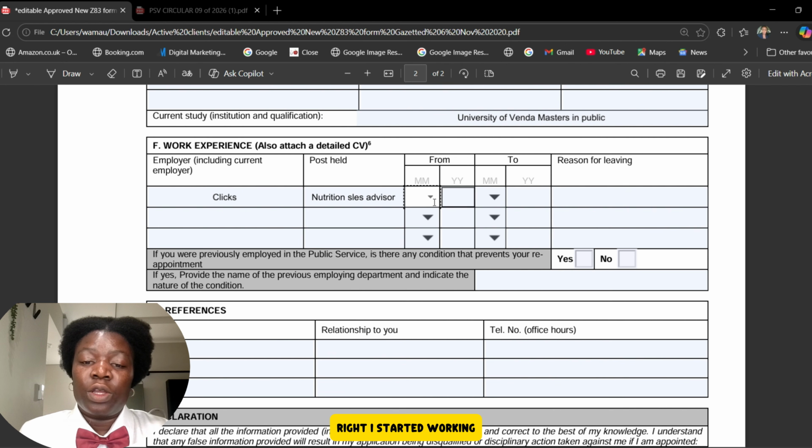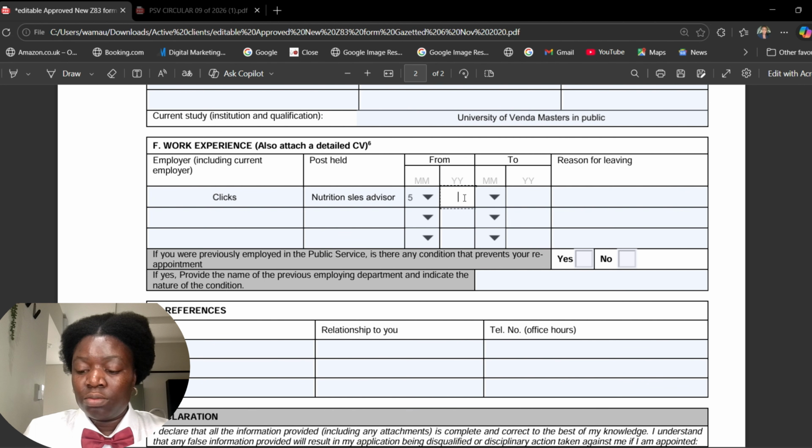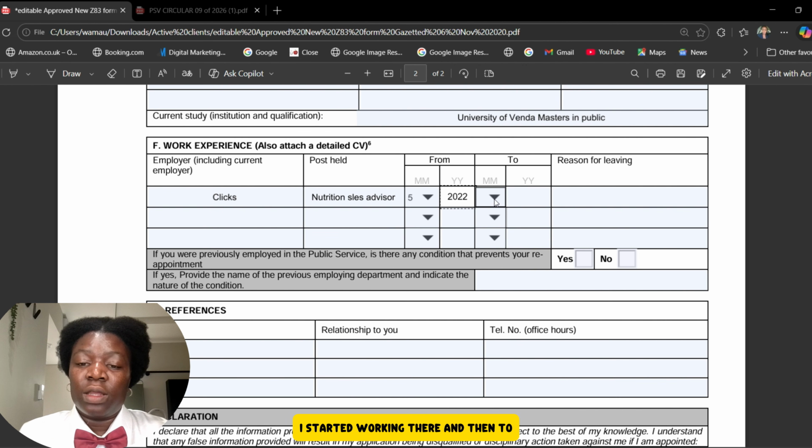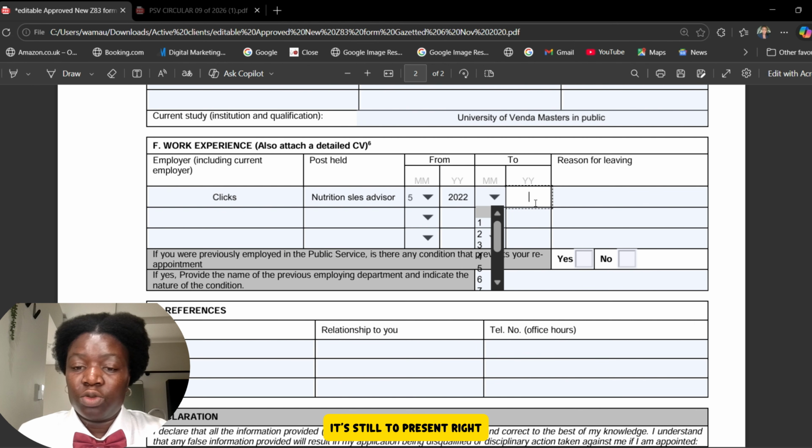right? I started working, you start with the month. So I started working somewhere in May, and that was in, let's just say 2022, right? I started working there. And then if you are still currently working here, you are not supposed to put anything here because you are still working here. It's still to present, right? And then also the reason you have not left. So this is your current role, right?